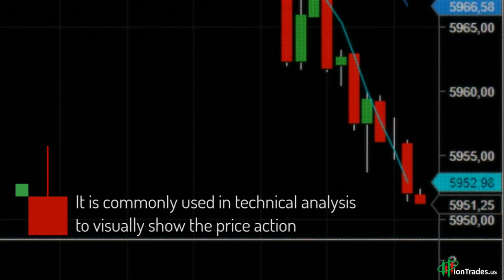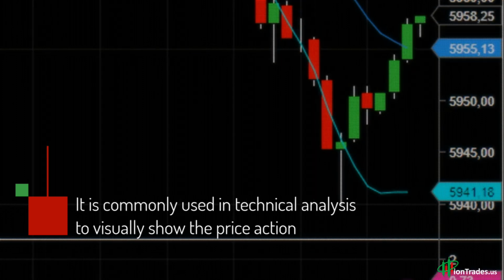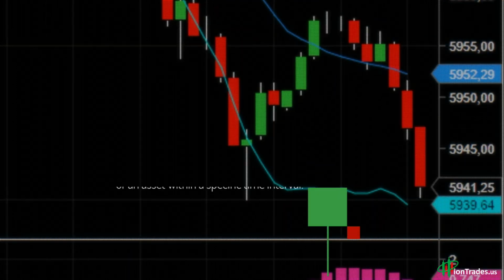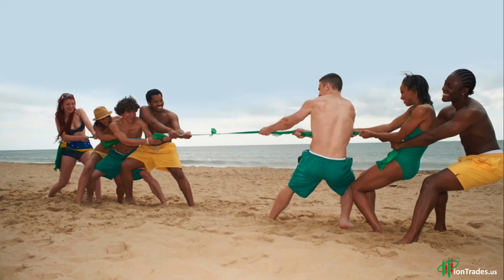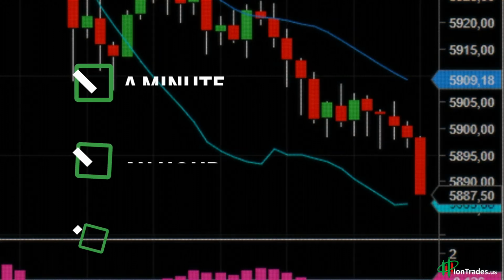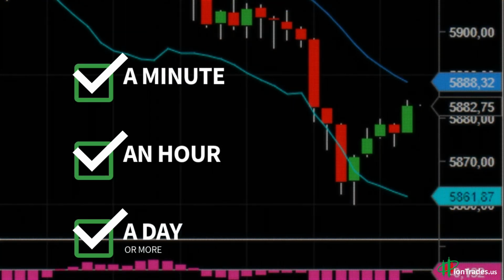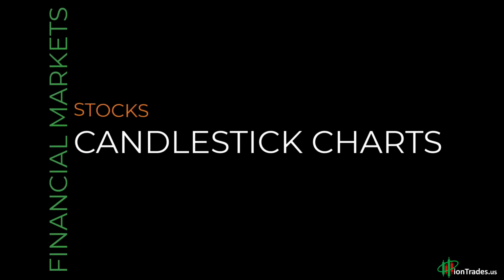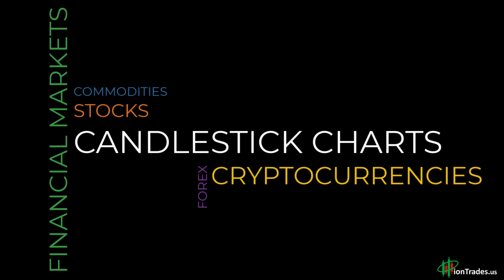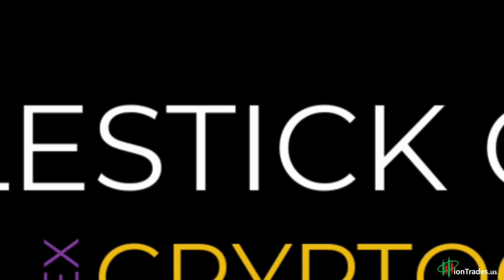It is commonly used in technical analysis to visually show the price action of an asset within a specific time interval. It's like a snapshot of the battle between buyers and sellers during a specific time, whether it's a minute, an hour, a day, or more. Candlestick charts are widely used in various financial markets, including stocks, forex, commodities, and cryptocurrencies.